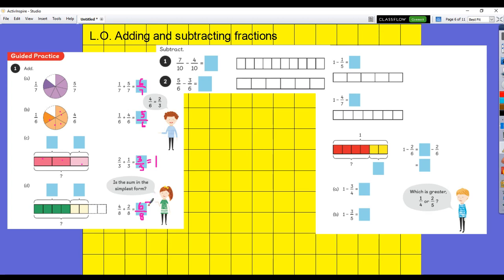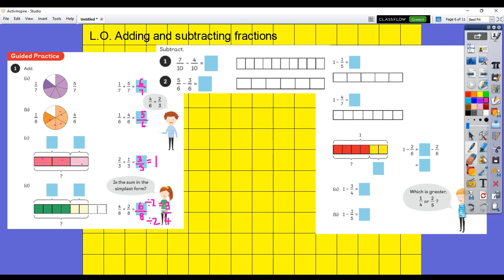So 6 divided by 2 is going to equal 3, because 3 times 2 is 6. And then whatever I do to the top, I have to do to the bottom. So 8 divided by 2 is going to equal 4. So we've got 3/4.